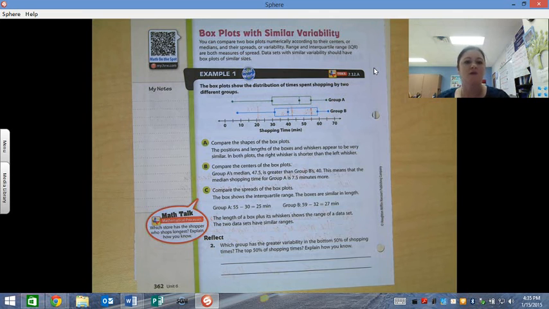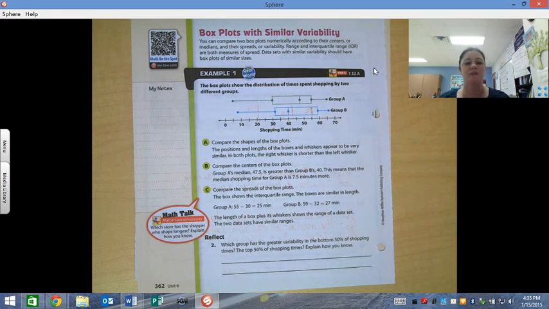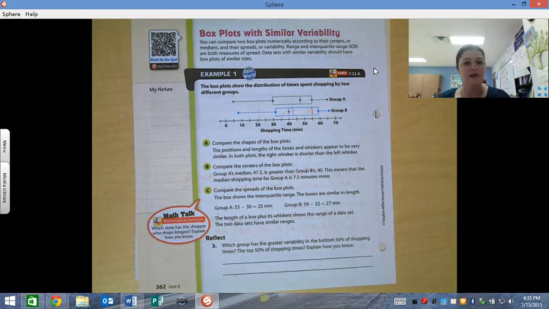So, example 1 says the box plot shows the distribution of time spent shopping by two different groups. We have group A on the top in green, group B on the bottom in blue. And this is their shopping time in minutes. Notice our label down here on the bottom. A says, compare the shape of the box plots. So, literally, look at them. Compare their shapes. This is just like we did in lesson 11.2 yesterday. The positions and the lengths of the boxes and whiskers appear to be very similar. In both plots, the right whisker is shorter than the left whisker. So they're pretty similar so far.